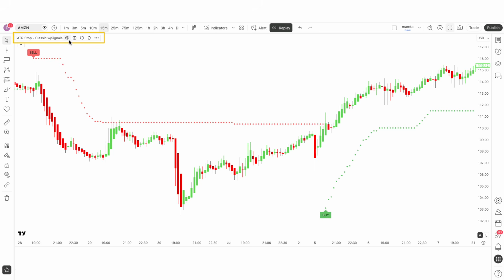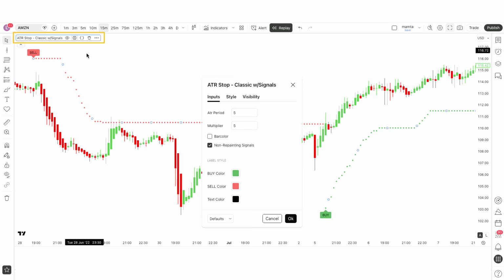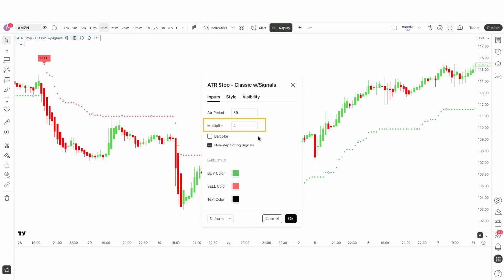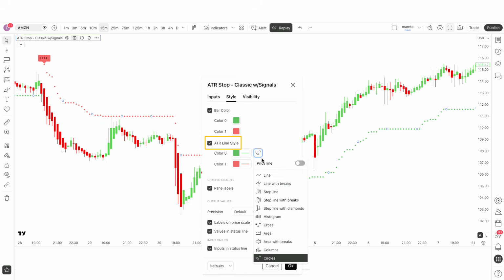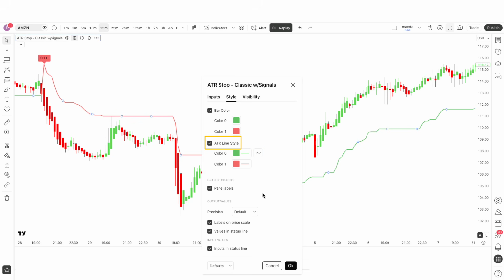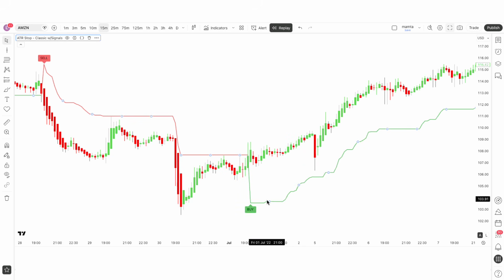Now the indicator settings change for perfect signals. First, we change the period from 5 to 39, and after that change the multiplier from 5 to 4, and after that change the ATR line style from circles to line. Here everything is fine after that. Click OK. Now we'll add one more indicator to make this strategy more powerful.